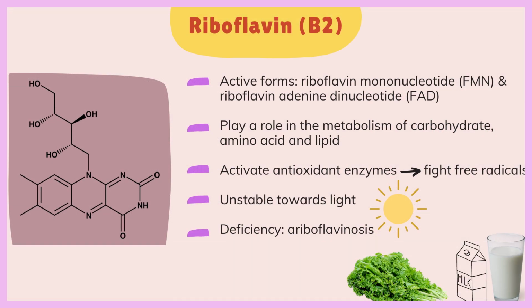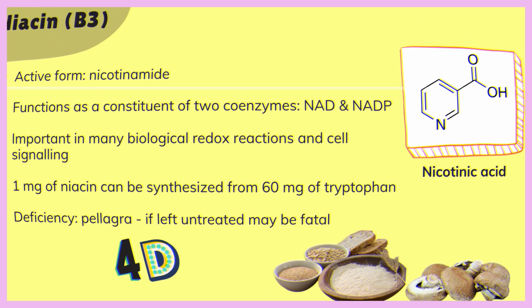Riboflavin, or vitamin B2, has its active form known as riboflavin mononucleotide and riboflavin adenine dinucleotide. These two play an important role in the production of energy. Riboflavin also has direct antioxidant properties due to its ability to activate antioxidant enzymes. Ariboflavinosis is the common disease associated with deficiency of this vitamin.